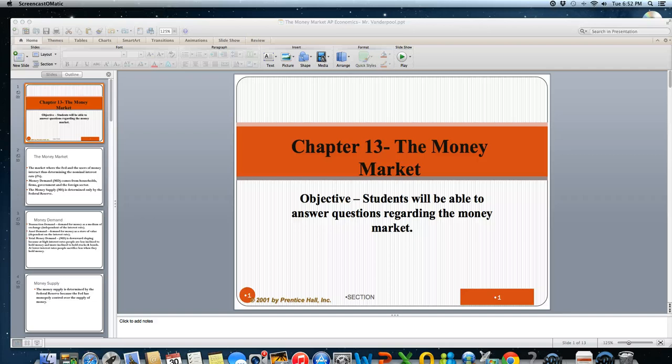Hello, ladies and gentlemen. Today we're going to be talking about the money market. We're looking at how money supply and money demand interact in order to set the nominal interest rate. Remember, if you're comparing nominal interest rates versus real interest rates, nominal rates do not take inflation, deflation, price changes into account. Real rates do take inflation, deflation, and price changes into account.